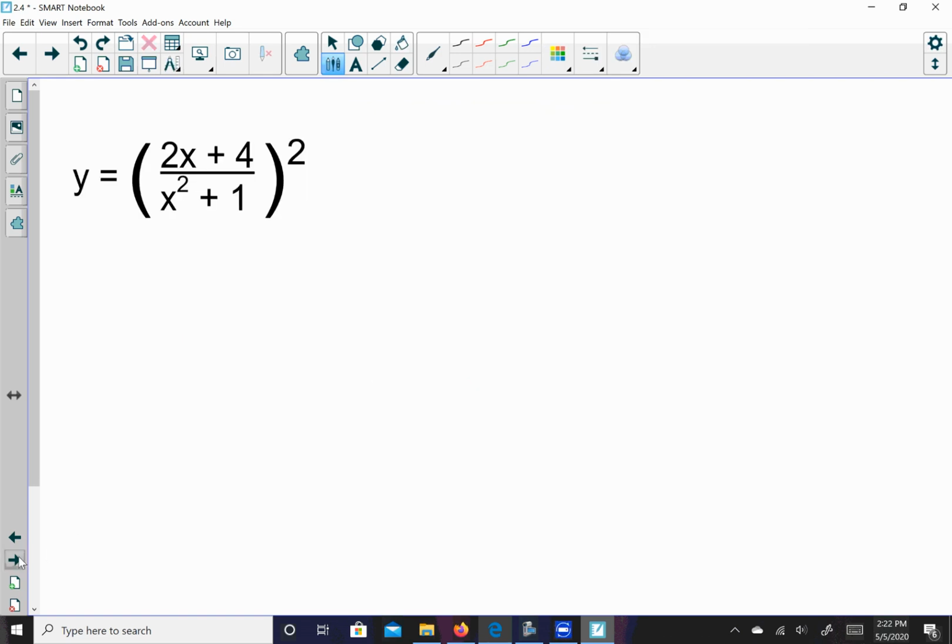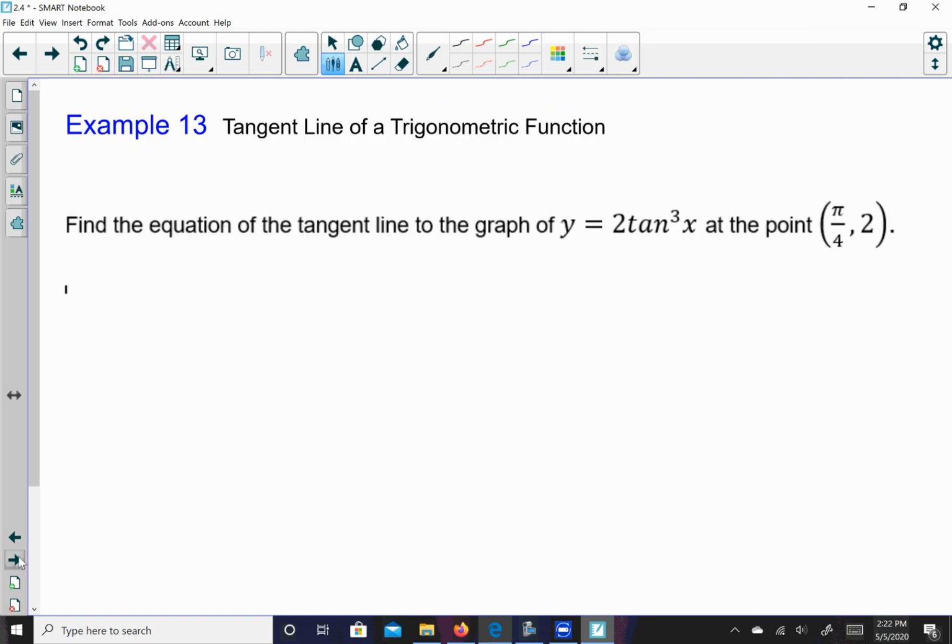Okay, not doing these two. And then find the tangent line of the trig function. So what I'm going to do is I'm going to find the derivative of this 2 tangent cubed x at that point. So before I start that, I'm going to rewrite it as 2 tangent x, and then this is taking the second power. Then what I'm going to do is I am going to use the chain rule.